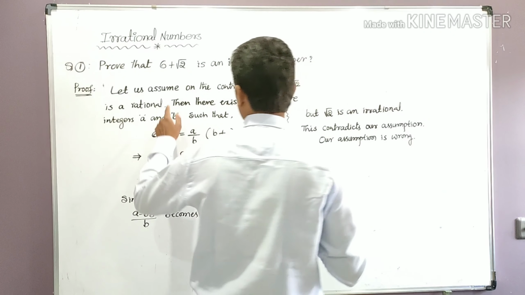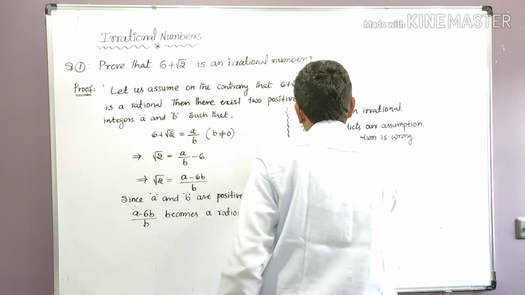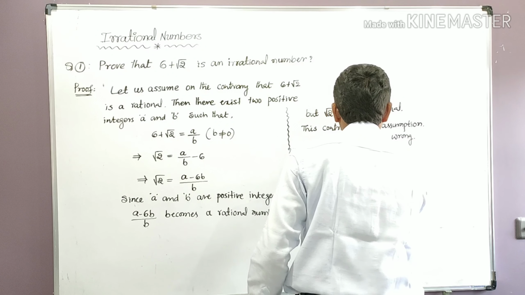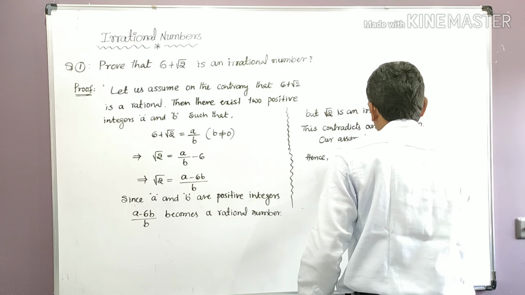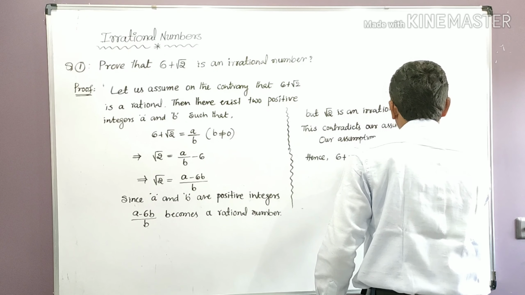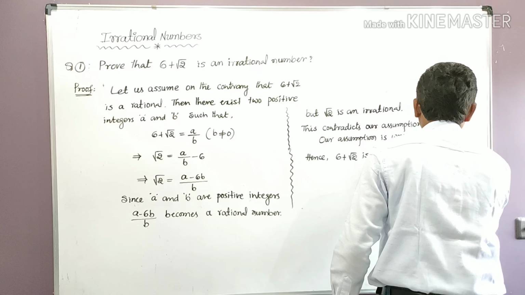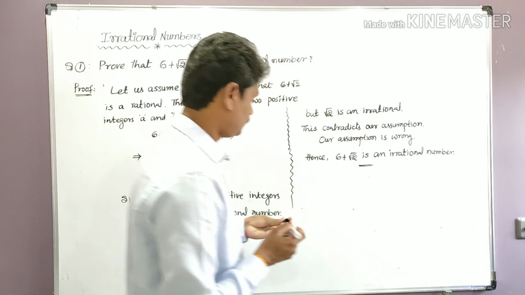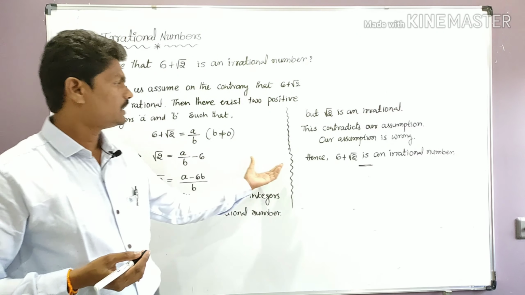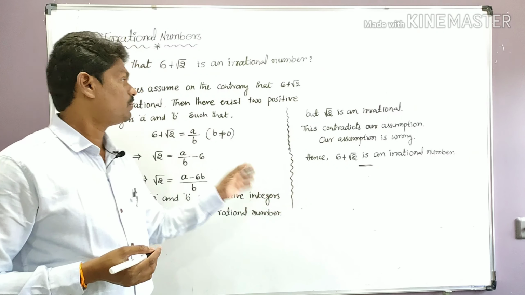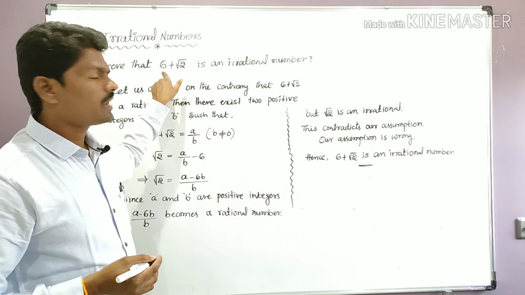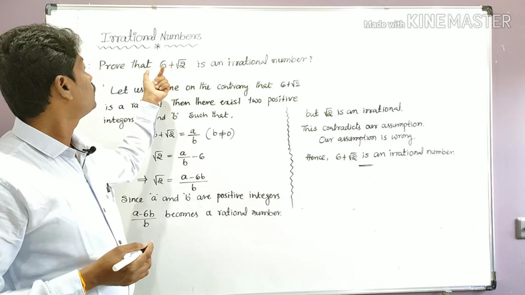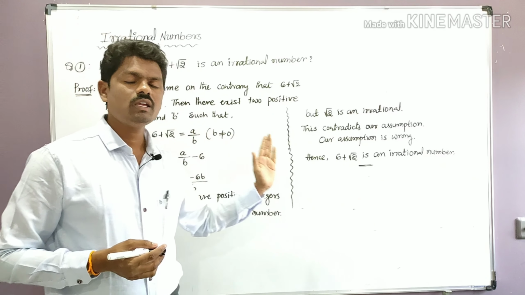Our assumption that 6 plus root 2 is rational is wrong. Hence, we can decide 6 plus root 2 is an irrational number. So very easy, student. Simple. Like this, we can prove that 6 plus root 2 is an irrational number. The combination of rational and irrational; this is the third model of irrational numbers. It is very easy to prove.